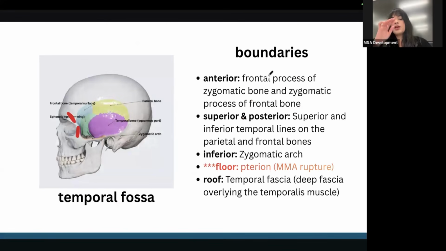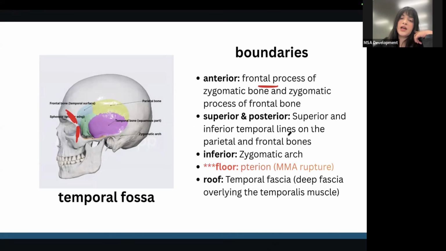Moving on to the boundaries of the temporal fossa. So what is a temporal fossa? It's like this depression in the temple. Anteriorly, you have the frontal process of the zygomatic bone and the zygomatic process of the frontal bone. Isn't that the same thing? No, it's not. This is the zygomatic bone, and this is the frontal process. This is the frontal bone, and this is the zygomatic process at the top.